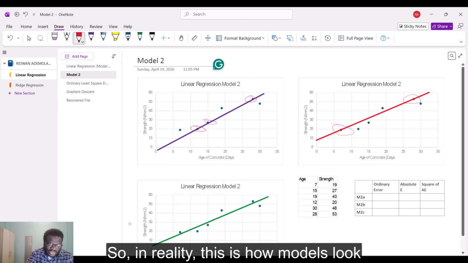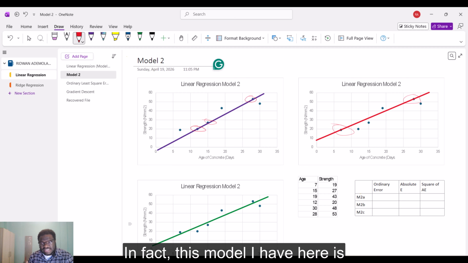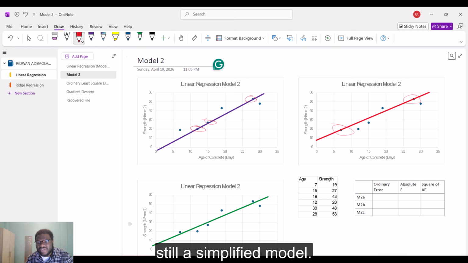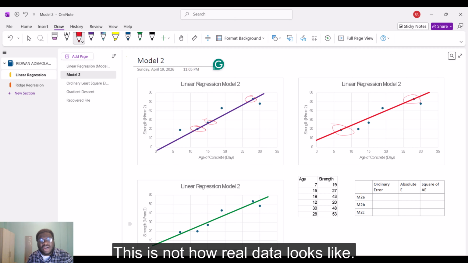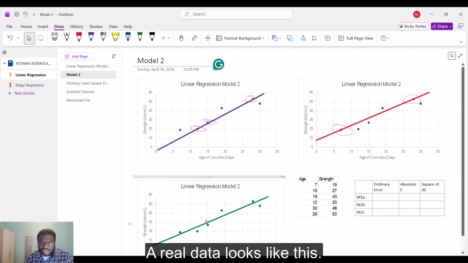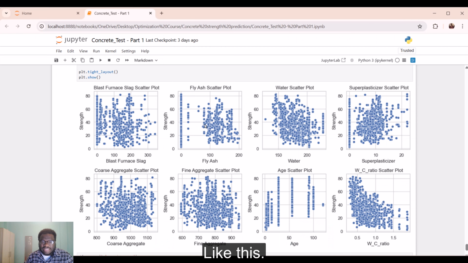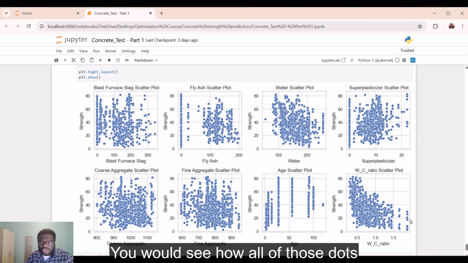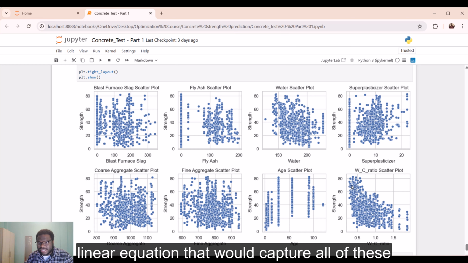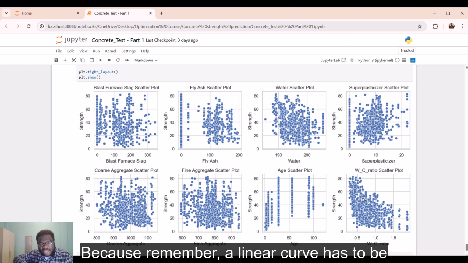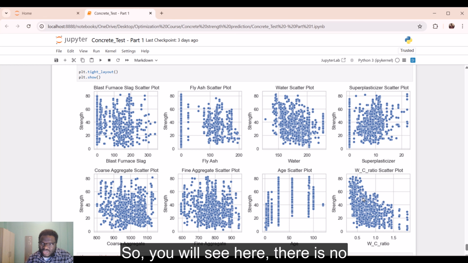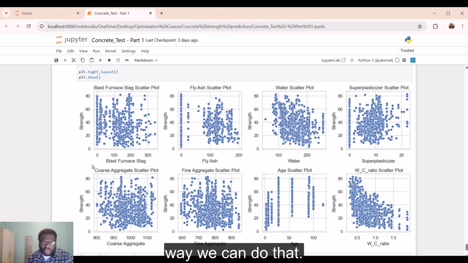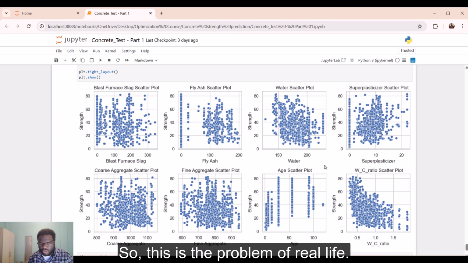All right. So in reality, this is how models look like. In fact, this model I have here is still a simplified model. It is not a real life model. This is not how real data looks like. Real data looks like this. You would see how all of those dot points look like. So it is impossible to draw a linear equation that will capture all of these data points, because remember, a linear curve has to be straight, right? So you would see here, there is no way we can do that. So this is the problem of real life.